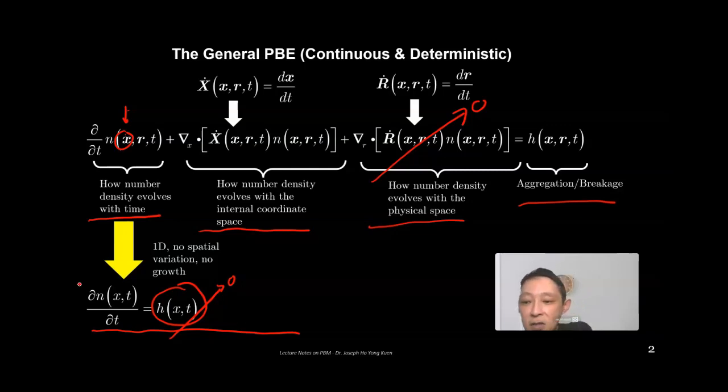So let's just go forward with this. This is the simplistic general 1D population balance equation with no growth, right? 1D, no growth, no spatial variation. And let's just take this forward and put in the breakage part in the source and the sink term, and let's examine how the breakage population balance equation is.